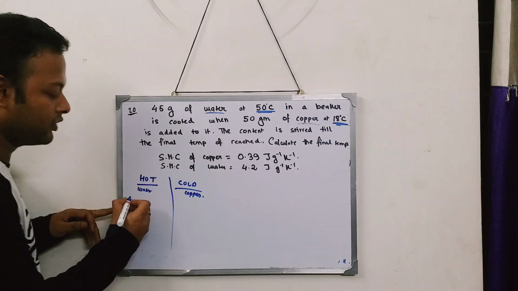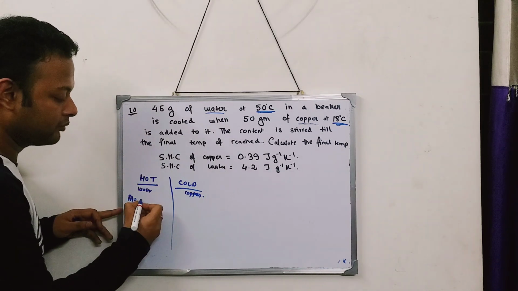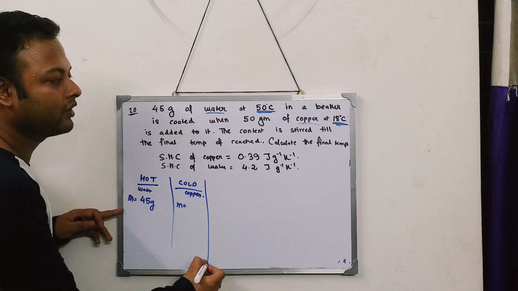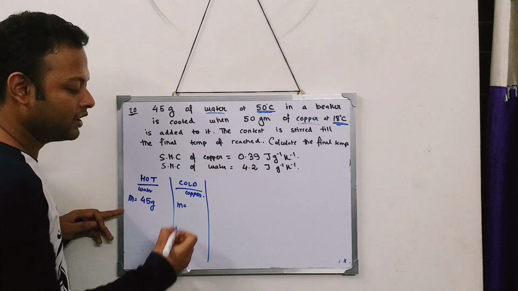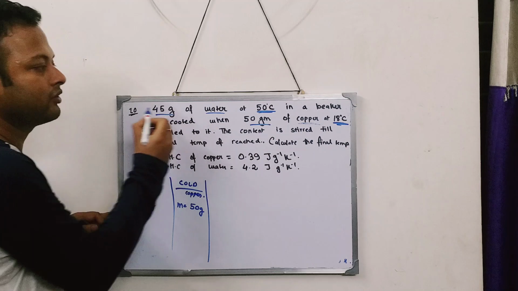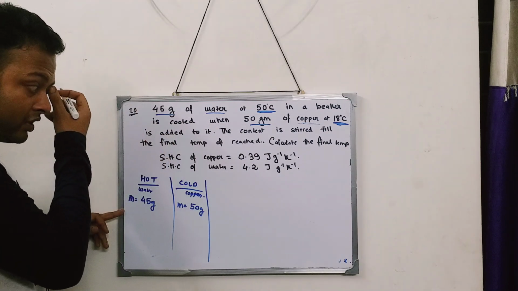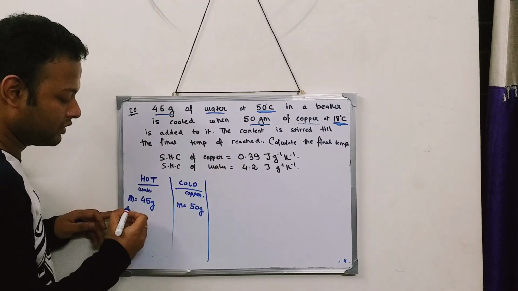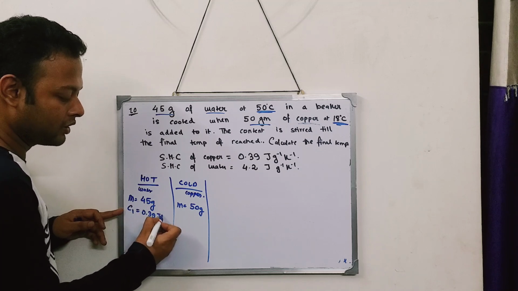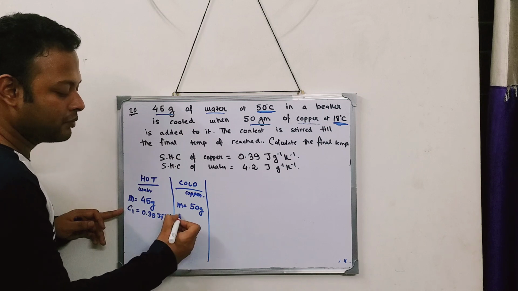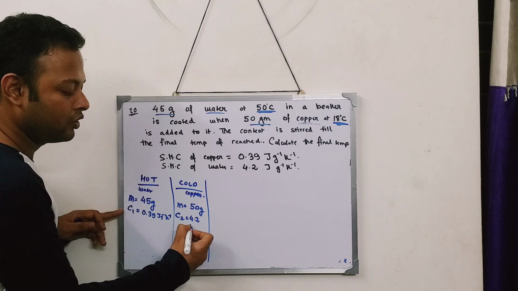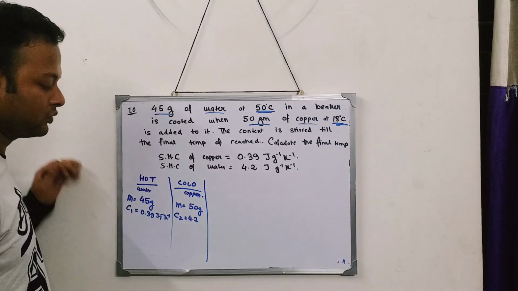Now what is the mass given for the hot body? It is given as 45 gram. And what is the mass of the cold body given? Mass of the copper is given as how much? 50 gram. If you look at the question, it is given 50 gram and 45 gram. Now, what is the specific heat capacity of copper given? C1 is given as 0.39 joule per gram per Kelvin. And the specific heat capacity of the water is given as 4.2 joule per gram per Kelvin. I think you understood this part.